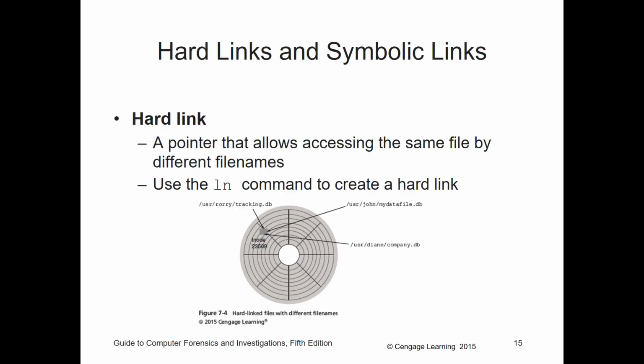The hard links, these are pointers that allow access. It allows accessing the same file by a different file name. We can use the ln command to create a hard link, because sometimes there may be portions of a file that is identical to other files. So instead of having to create 3 different files, we can create a hard link so that we have just one set of data that all 3 of those files reference.